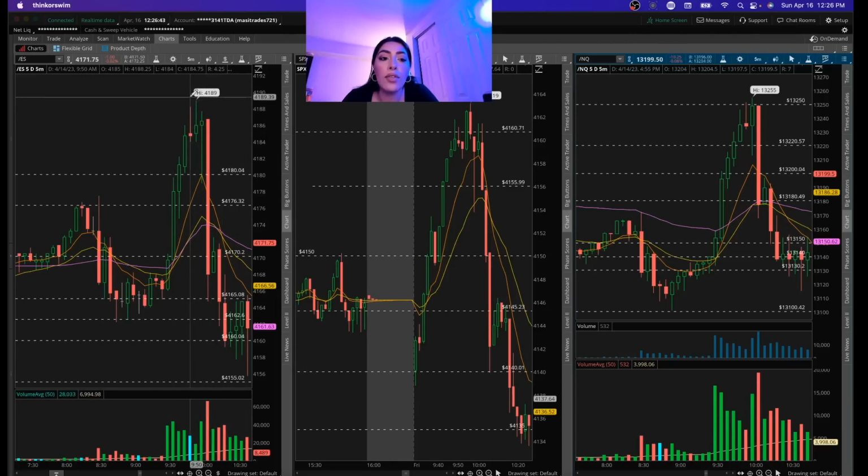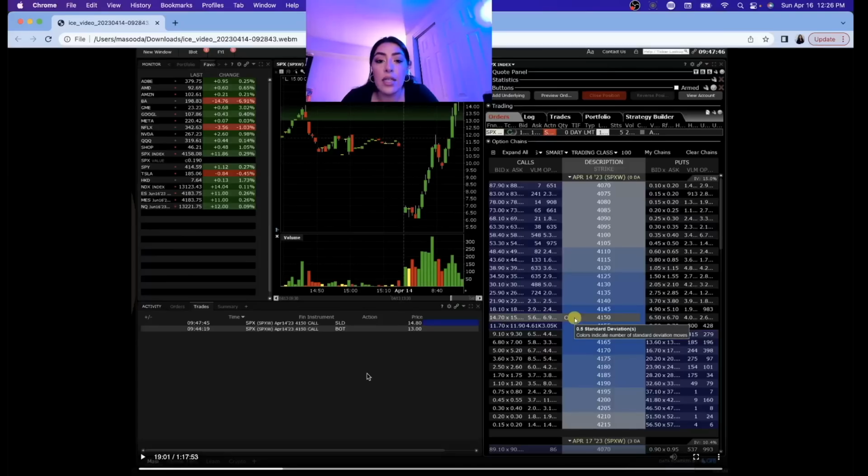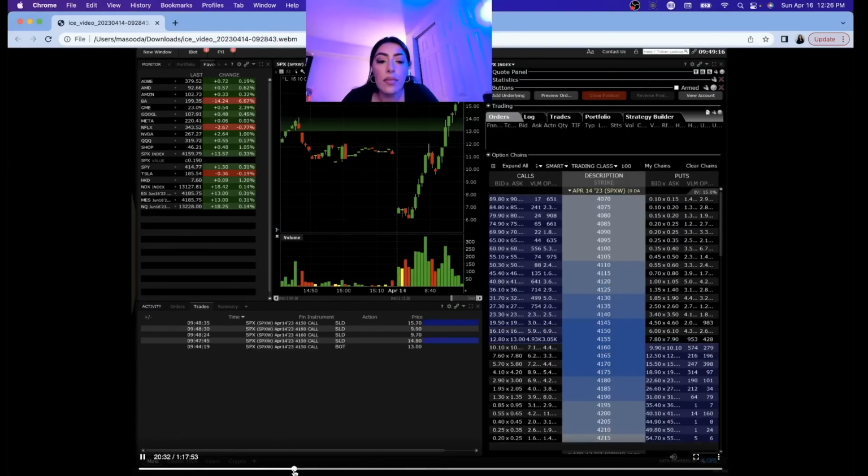So if you have your futures levels charted properly, they come in very handy when you are in a trade, which is why I exit where I did on SPX. So if we look here, my first exit was at 9:47. And if we look here, my second exit on SPX was at 9:48 at $15.70.